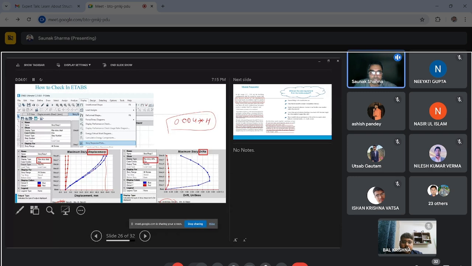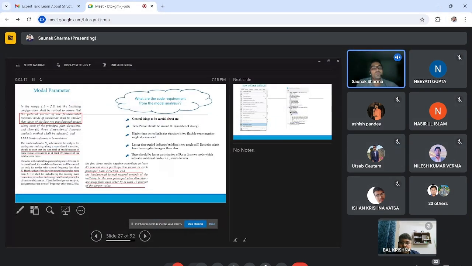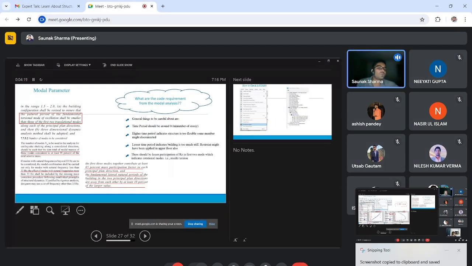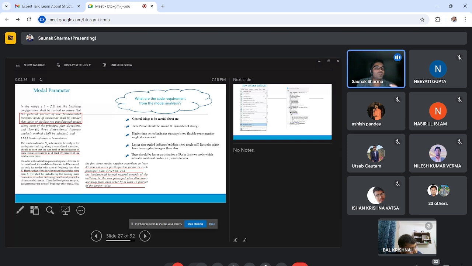I hope this is clear. Now, what are model parameters? This is the most important part while we design the structure. What are the code parameters that we need to check during design? These are all the code clauses here.